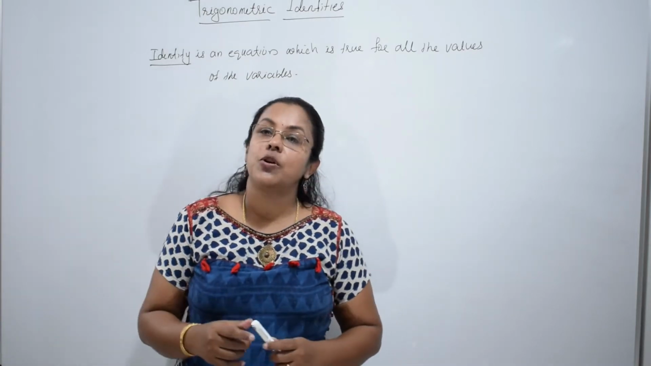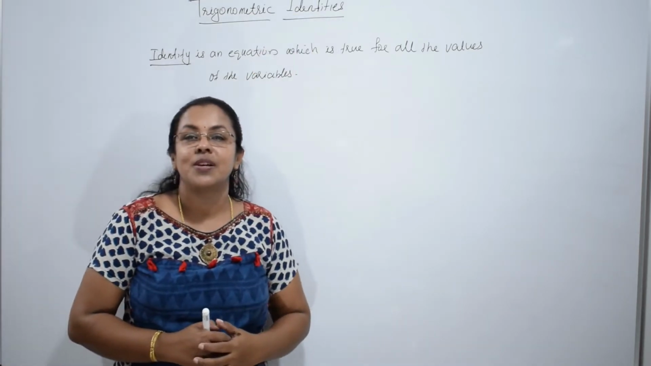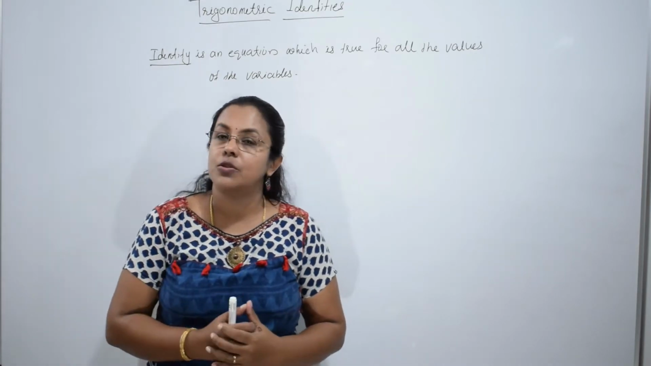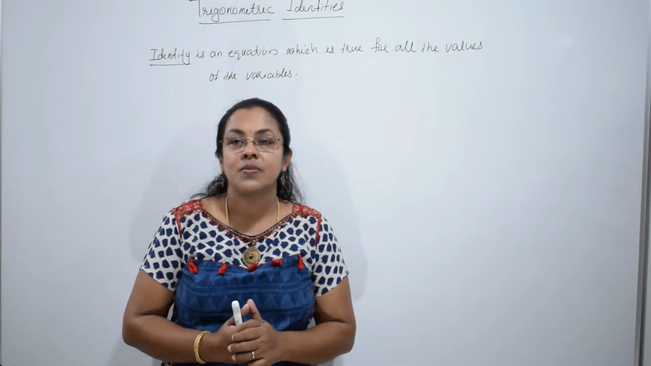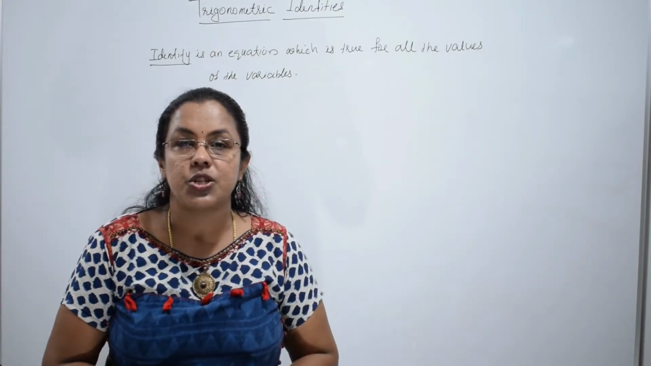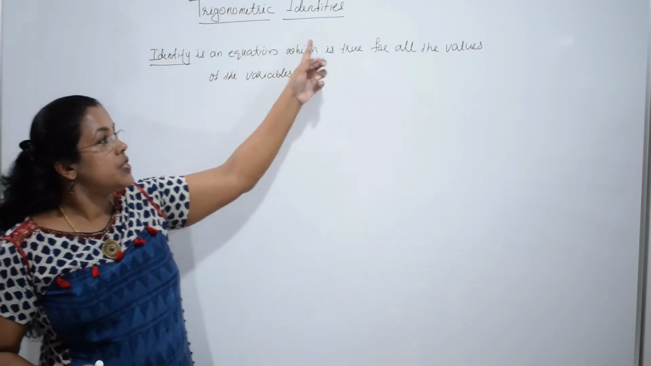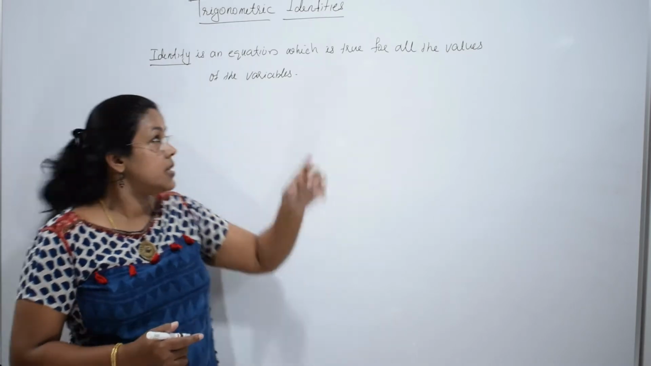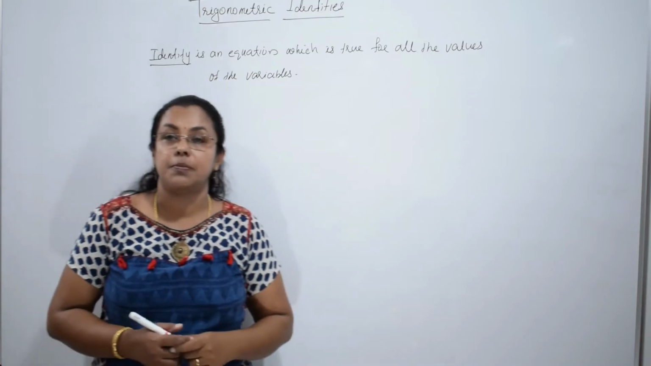With one more video on trigonometry, that is trigonometric identities. Before starting the topic, I want to explain the concept of identity. What is an identity? I hope many of you know the definition. Identity is an equation which is true for all the values of the variables.